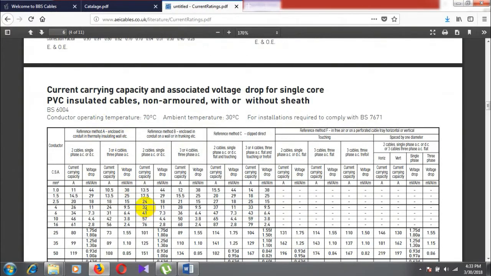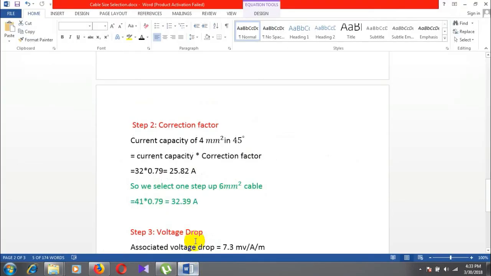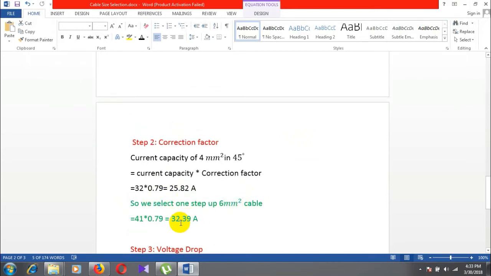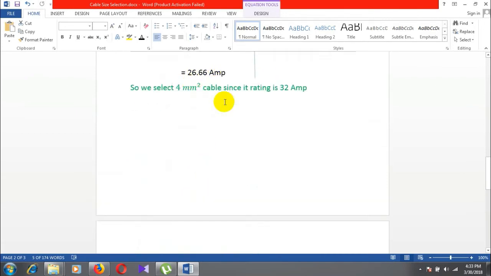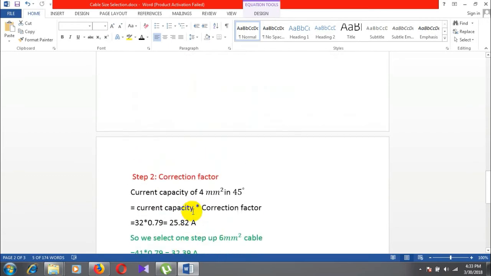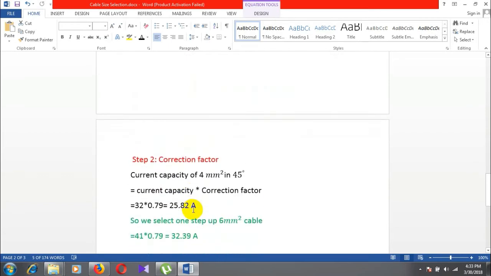that means 41 ampere. That means it is a 6 millimeter square cable. So we select one step up, 6 millimeter square cable. The current rating of 6 millimeter square cable is 41 multiplied by 0.79 correction factor, equal to 32.39 ampere. So we see that 32.39 ampere is greater than 26.66 ampere. So this cable is perfect for us.